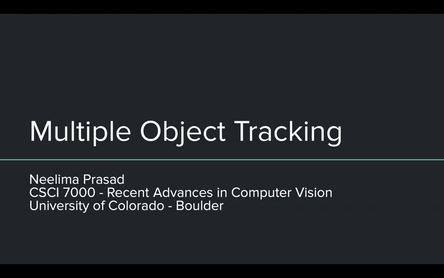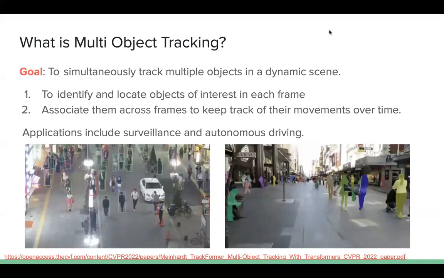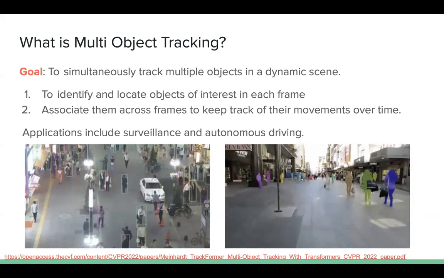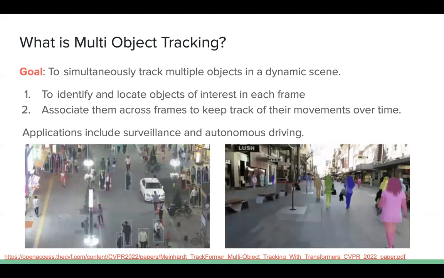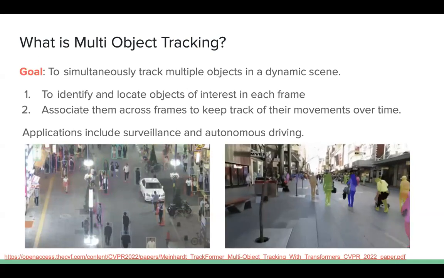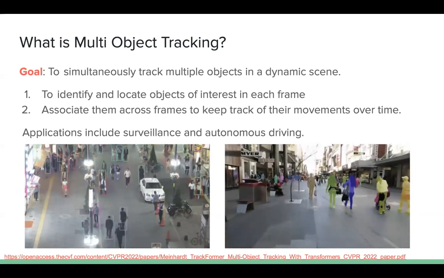So today we are going to explore the computer vision task of multi-object tracking. So what is multi-object tracking? The goal of it is to simultaneously track multiple objects in a dynamic scene. Applications of this could include surveillance and autonomous driving. But how do we go about doing this?